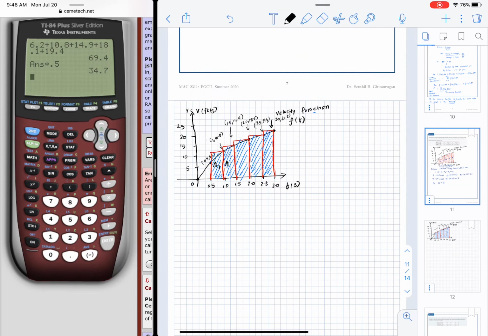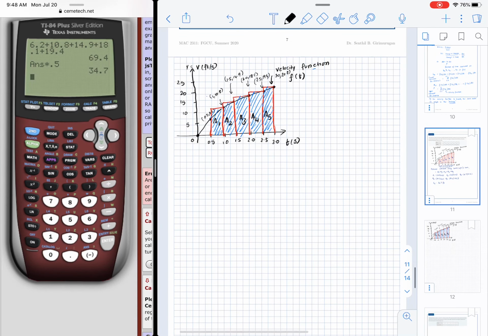A1, A2, A3, A4, A5. So the distance using the right sum is R5 equals A1 plus A2 plus A3 plus A4 plus A5.